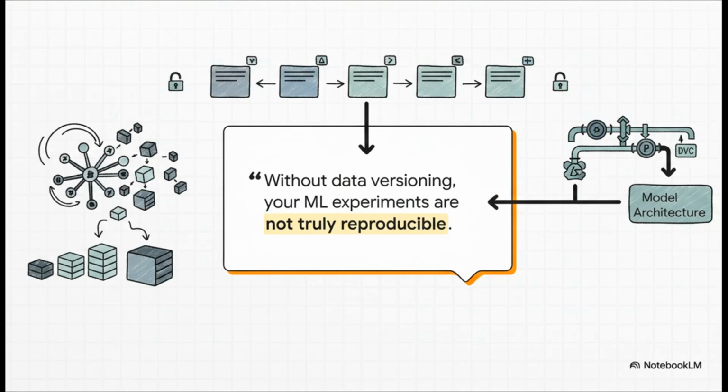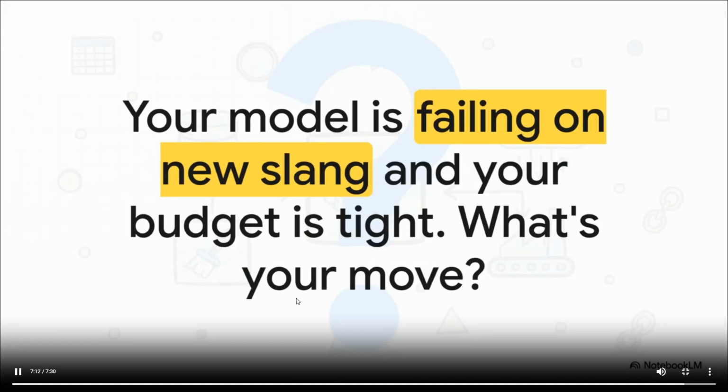As we wrap up, I want to come back to this quote. This is the core truth of production machine learning. The fanciest model in the world is completely useless if you can't reproduce your results. Managing your data with deliberate processes and tools like DVC is just as important, if not more so, than the model architecture itself.